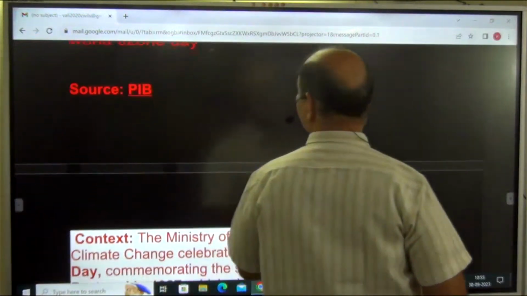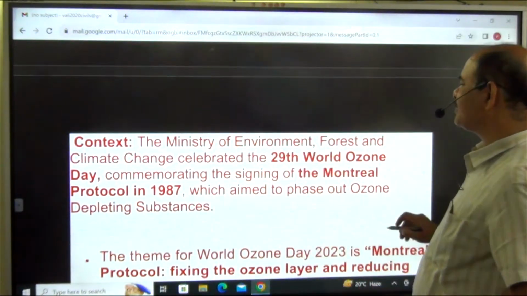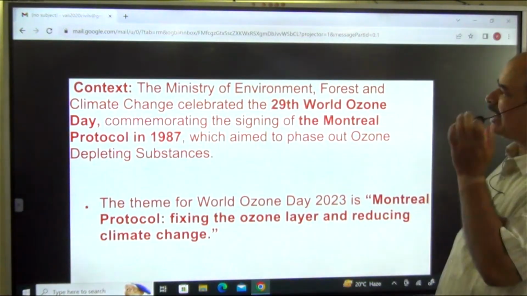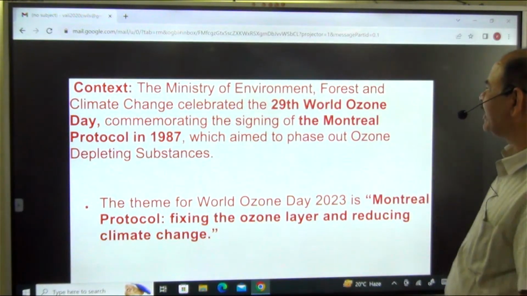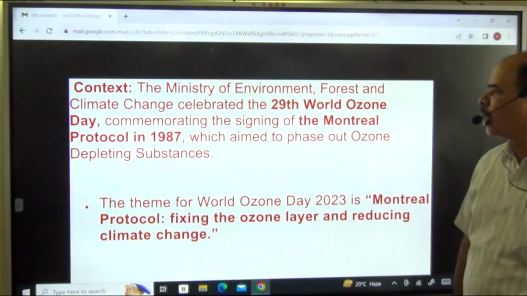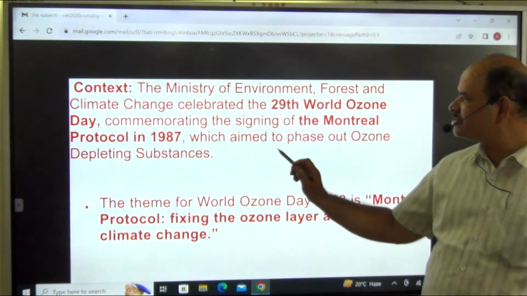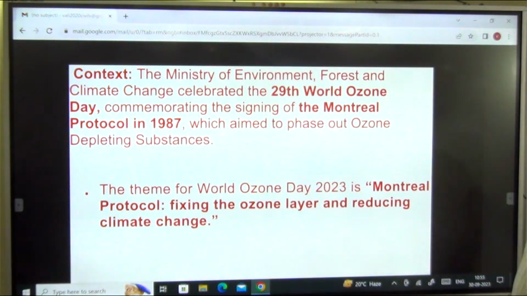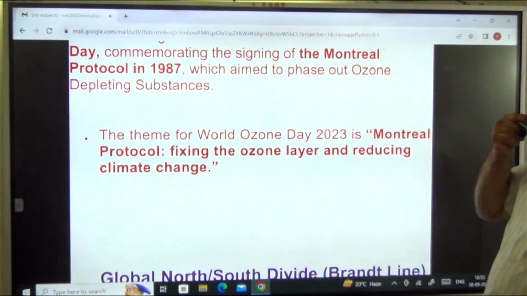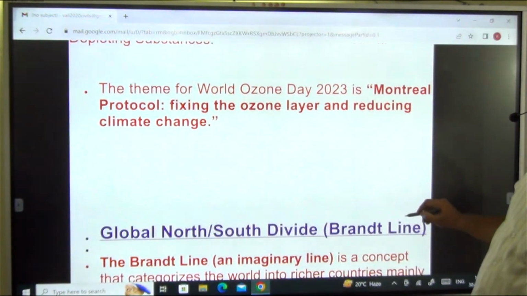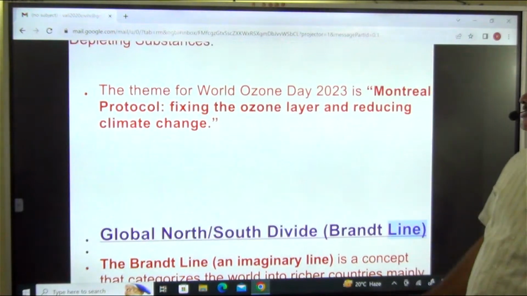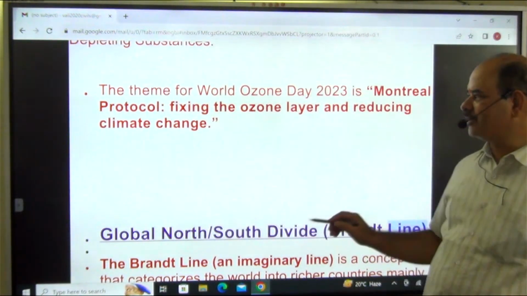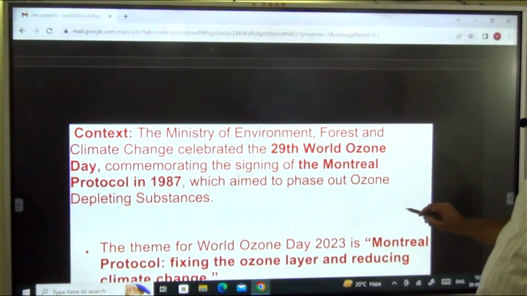The Ministry of Environment, Forest and Climate Change celebrated the 29th World Ozone Day, commemorating the signing of the Montreal Protocol in 1987. The theme for World Ozone Day in 2020 is Montreal Protocol, fixing the ozone layer and reducing climate change.